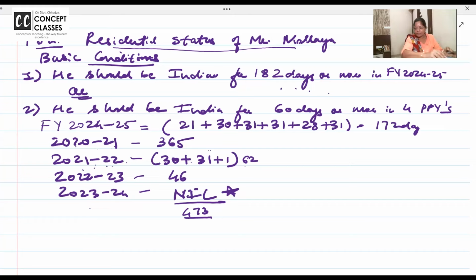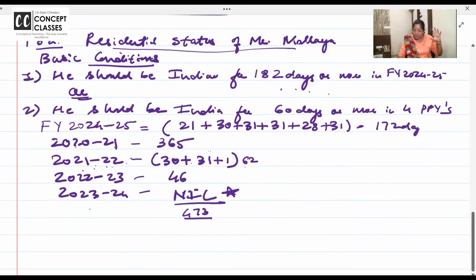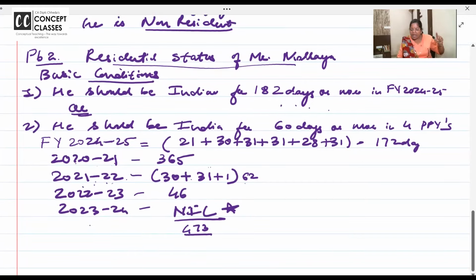So 473 days. Now look at the question. Malaya, in the exam if it takes this much time, how will you do it? You will see your own speed tomorrow. You will orally say the answer. Yes, is he in India for 182 days or more in the financial year? Right now, in 24-25 how many days was he in India? 172 days. So Malaya is not satisfying the first basic condition.